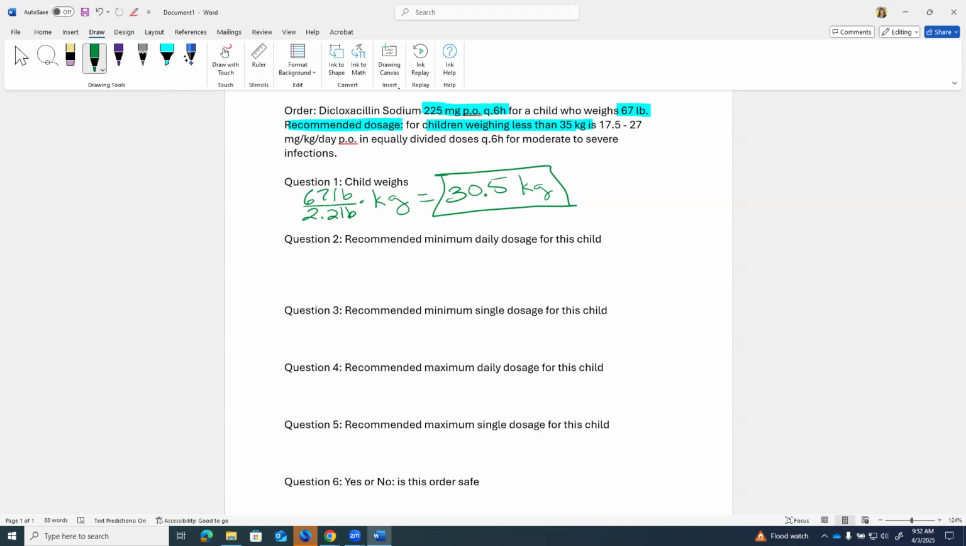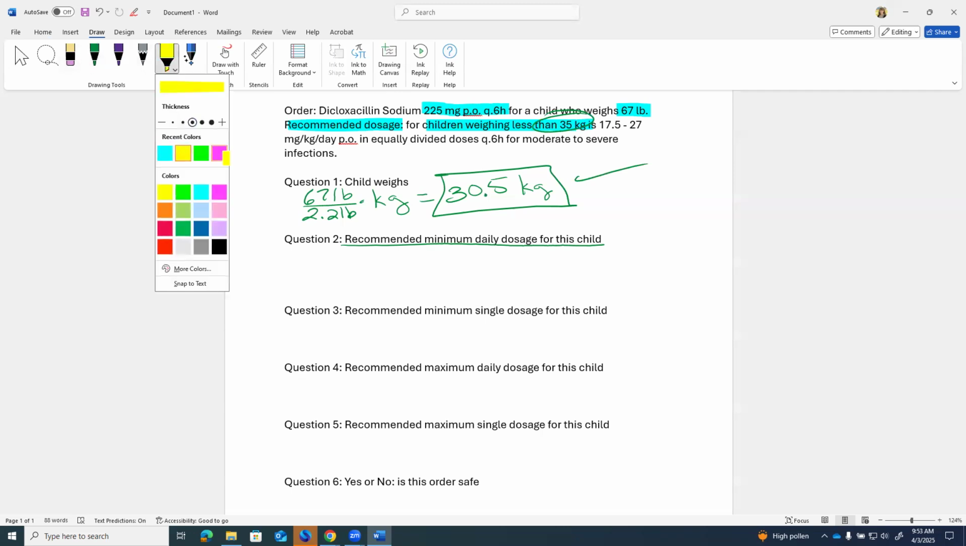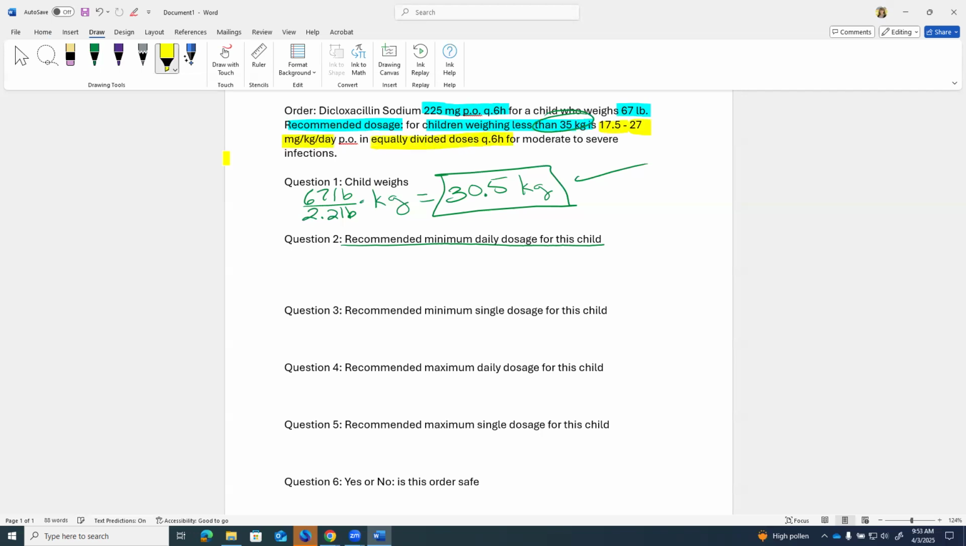Okay, so let's determine the recommendation. In the real world, I would have used the whole decimal, or as much of it as I could, at least out to 5 or 7 decimal places. Let's determine the recommendation for a minimum daily dosage for this child. It did meet the requirement, so I'll finish reading. It says we have a minimum of 17.5 to 27 milligrams per kilogram per day, by mouth, equally divided doses every 6 hours. All right, so we are on a good track.